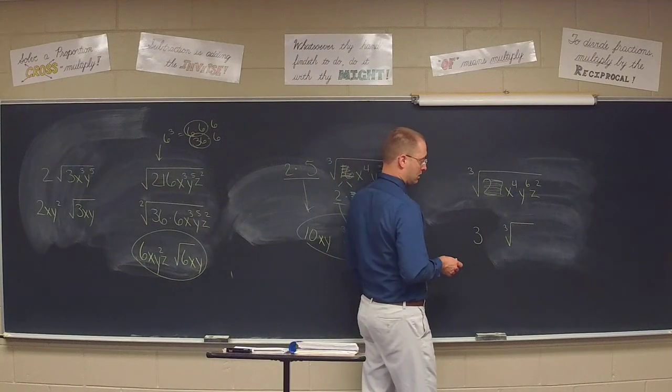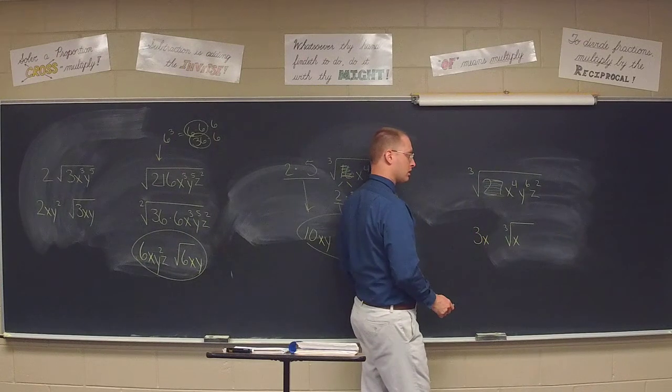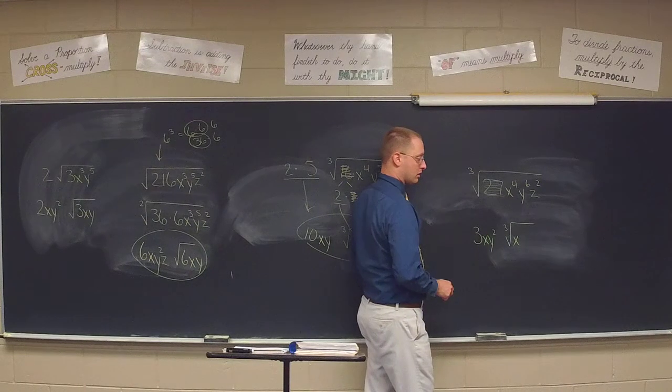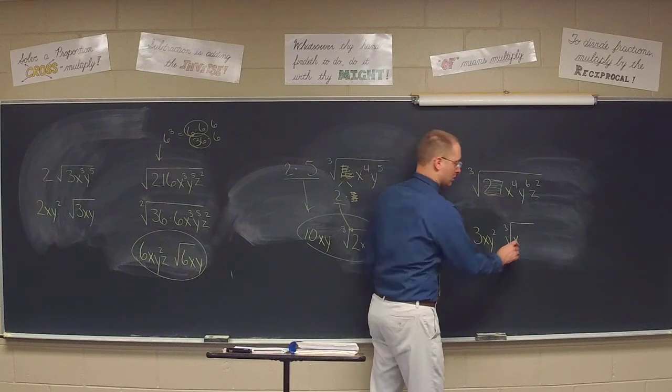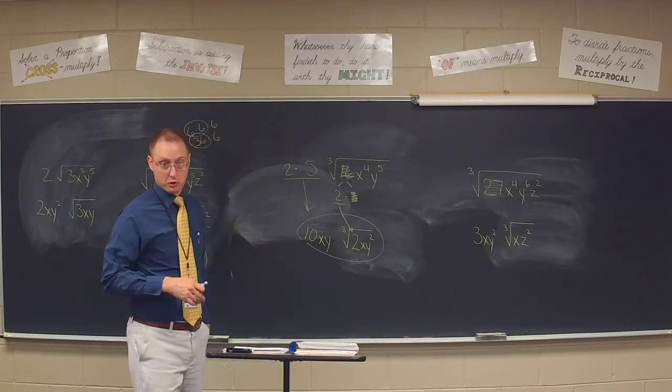3 goes into 4 one time, 1 left over. It goes into the 6 2 times. Then 9 to the z squared on the side. And there we go. And we get this answer for number 12.